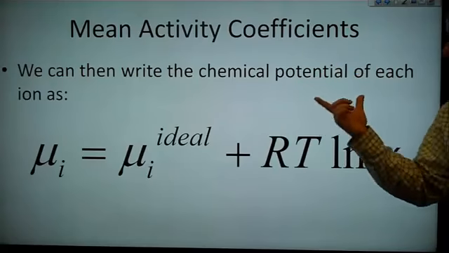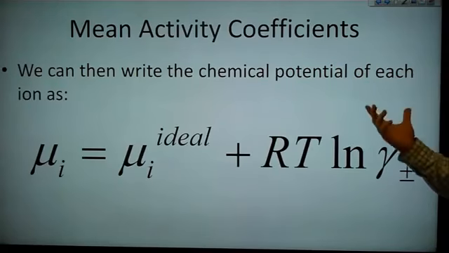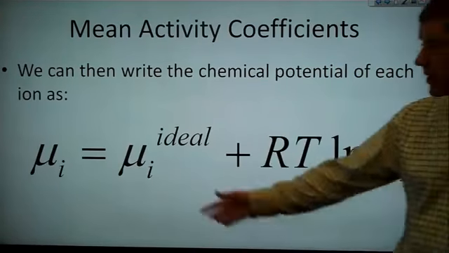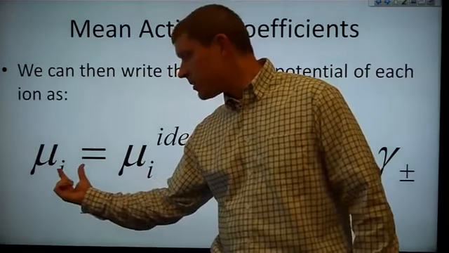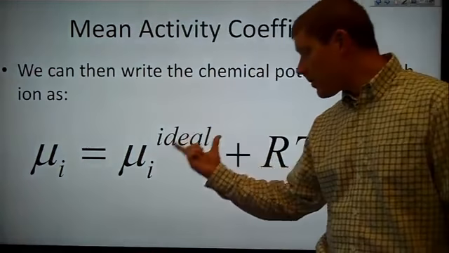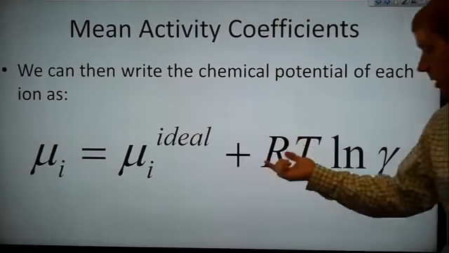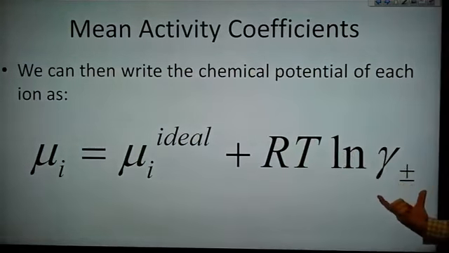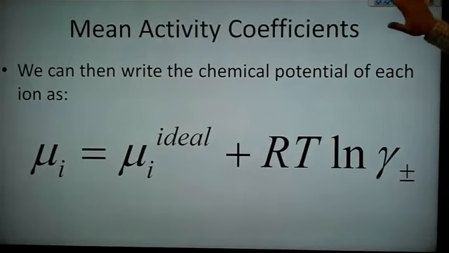Alright, so now we can write our chemical potential of each ion like this. So now we can say that the chemical potential of ion i is equal to the chemical potential of ion i if it's ideal, plus R times T times the natural log of gamma plus-minus.